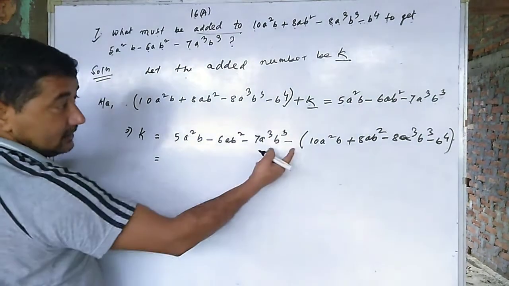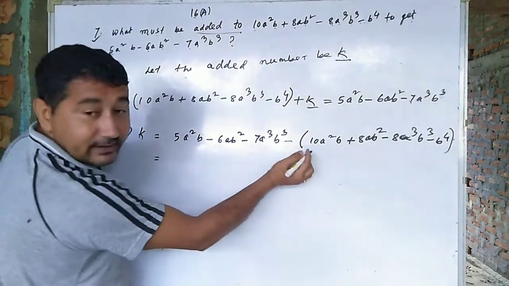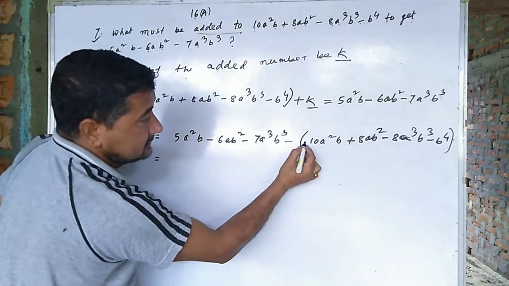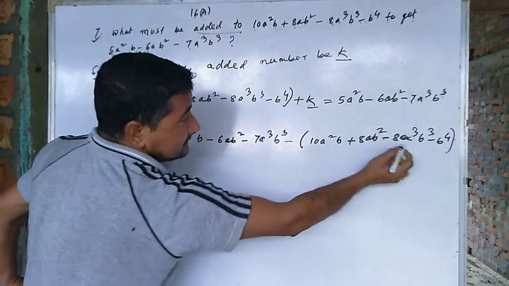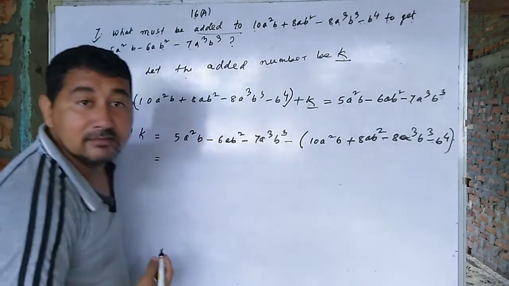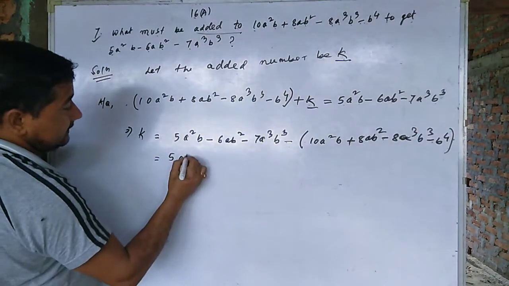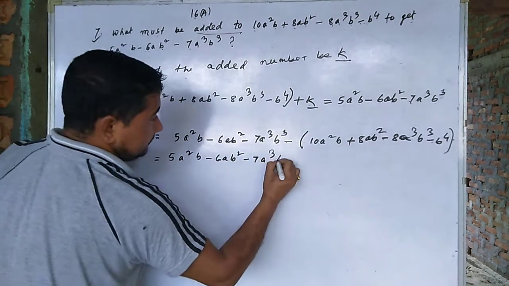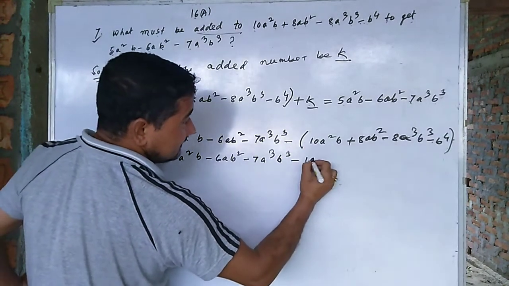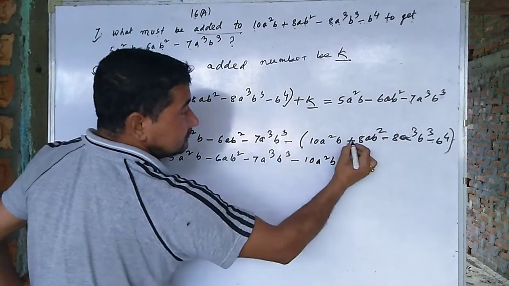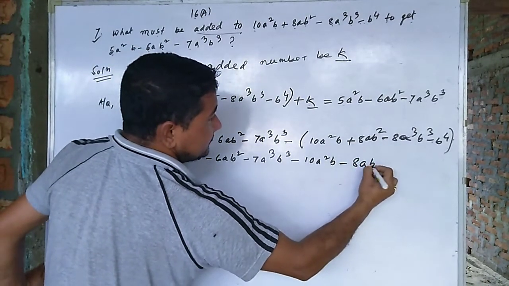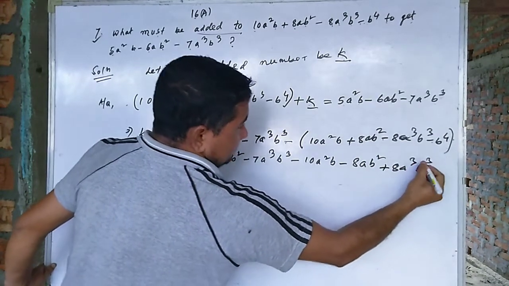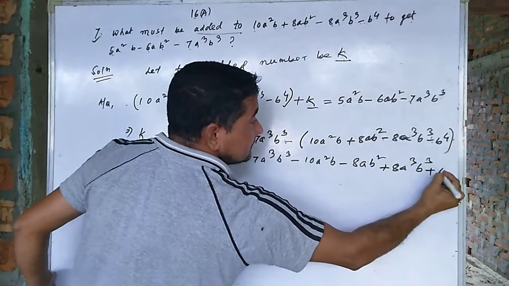Now remove the bracket. The minus multiplies with all terms. Minus times plus is minus, minus times minus is plus. So we get 5a square b minus 6ab square minus 7a cube b cube minus 10a square b minus 8ab square plus 8a cube b cube plus b to the power 4.